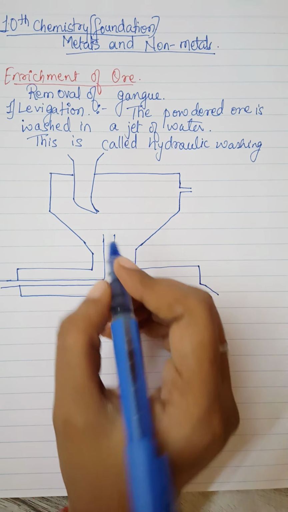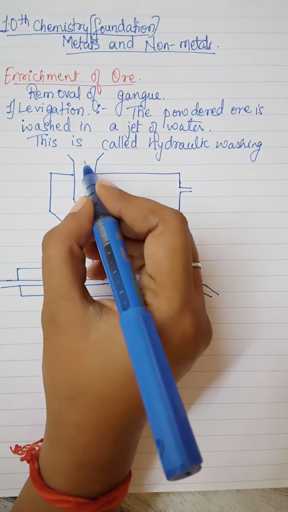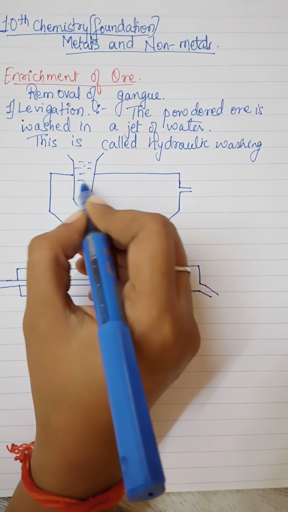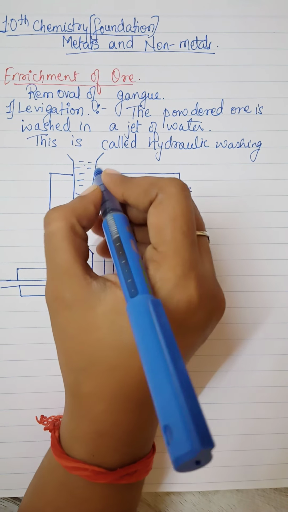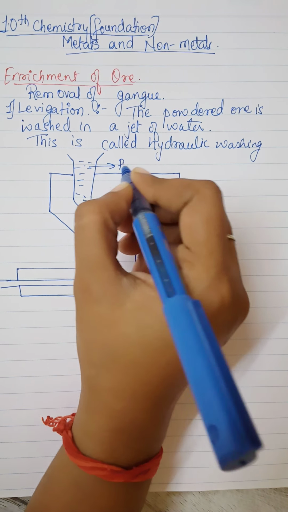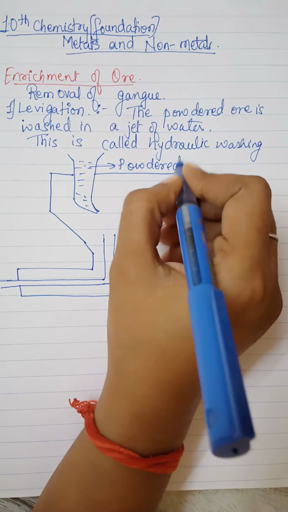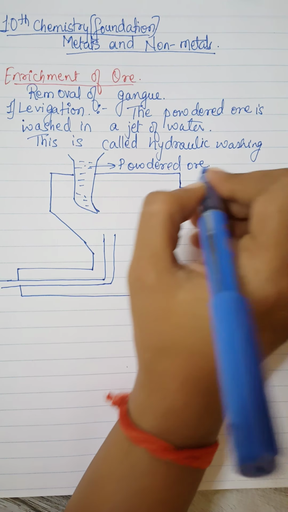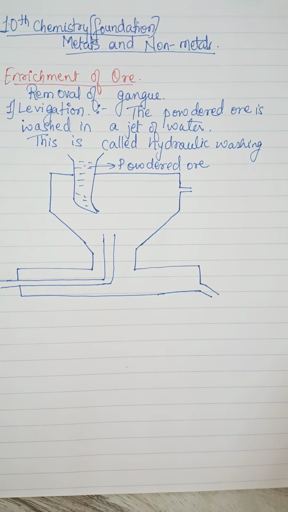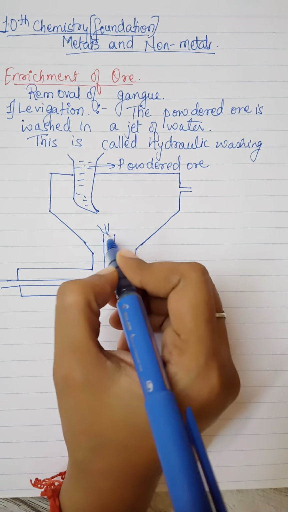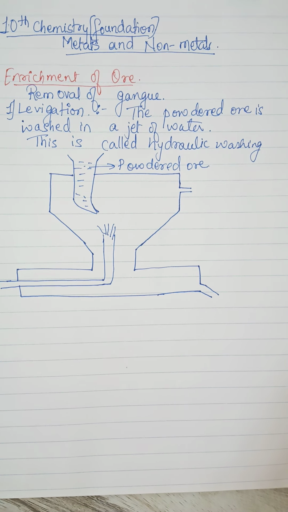So what happens is that we pour the powdered ore from here, right? So here it is your powdered ore, okay. And this powdered ore we are going to wash with a jet of water which comes from here, right?